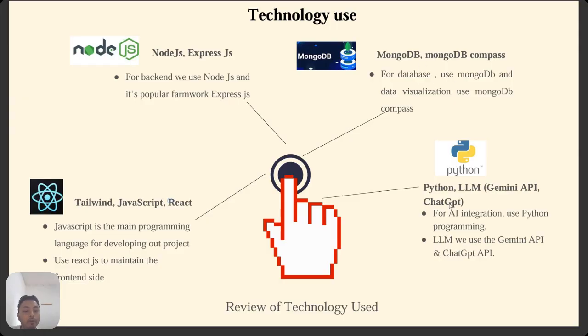And for our AI integration, we use Python. Though we didn't use too much Python in our system, a small amount of Python we actually use. But we mainly focus on LLMs, especially the Gemini API and ChatGPT, to integrate some AI features as well. So these are the tools that we use in our system.